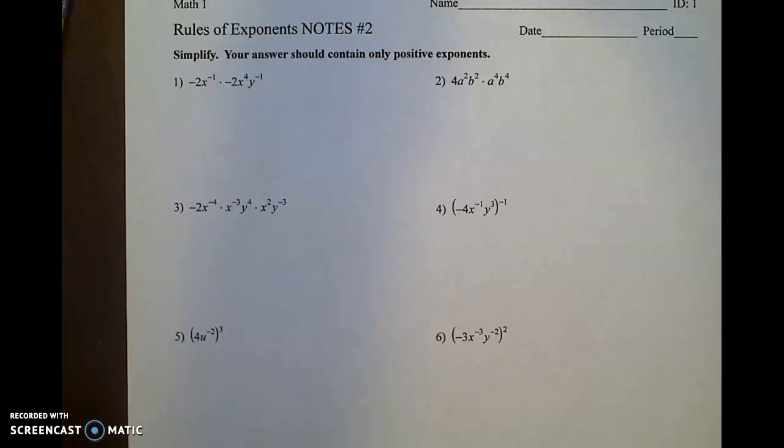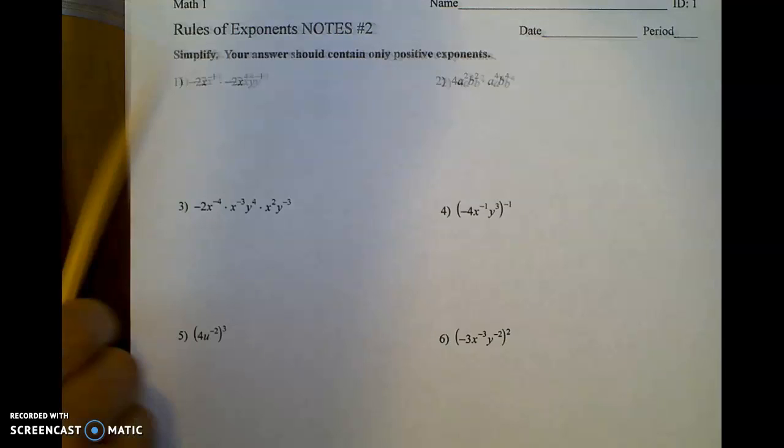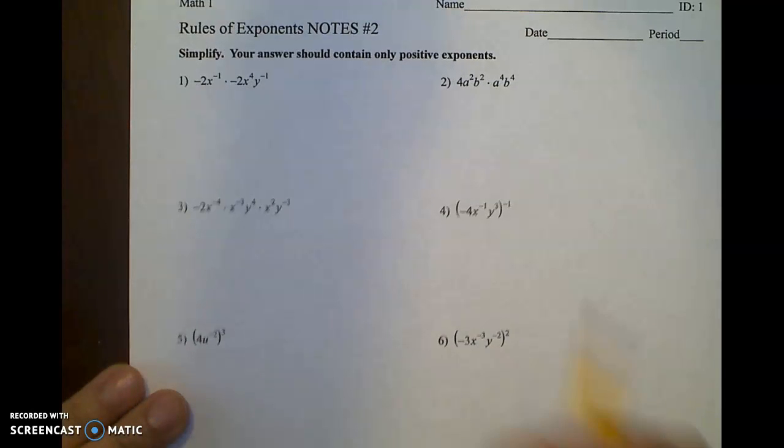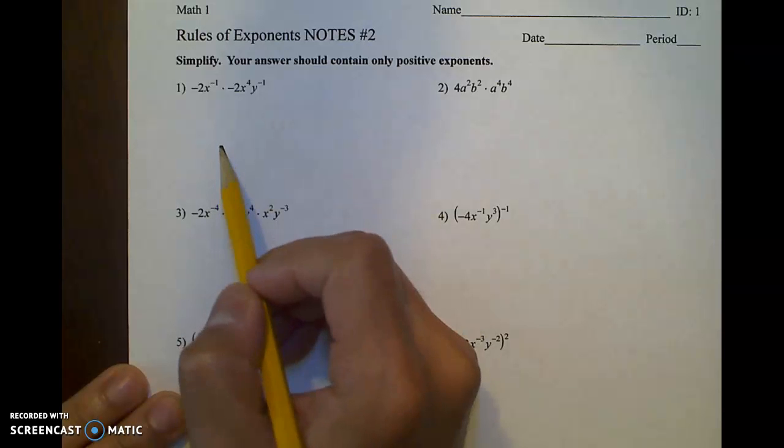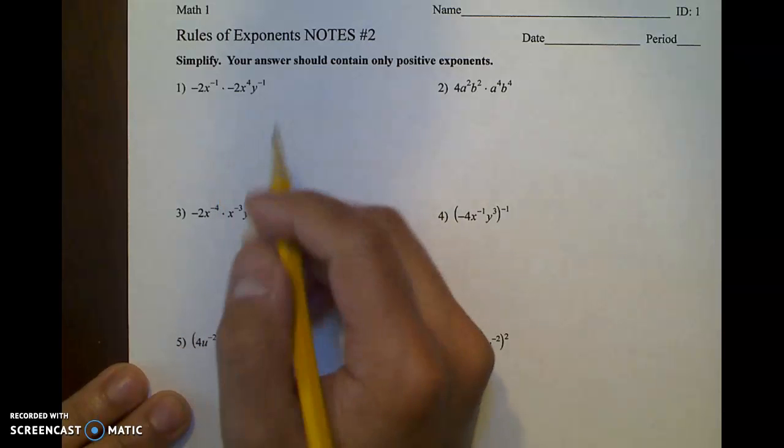Alright, so here is some more examples for using rules of exponents. So we're going to use the product rule for the first three examples. Again, because everything's being multiplied, we're going to use product rule. Again, to use product rule, we have to be using like bases.